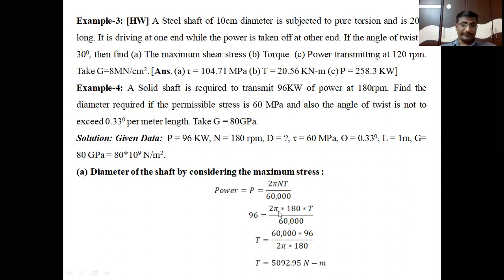It is in kilowatts. So P is 96 equal to 2 pi into 180, the speed, and torque, which we don't know, capital T, divided by 60,000. From this equation we can calculate the torque, T equal to 60,000 into 96 by 2 pi into 180. That value of torque is 5092.95 newton meter. 5092.95 newton meter is the torque.